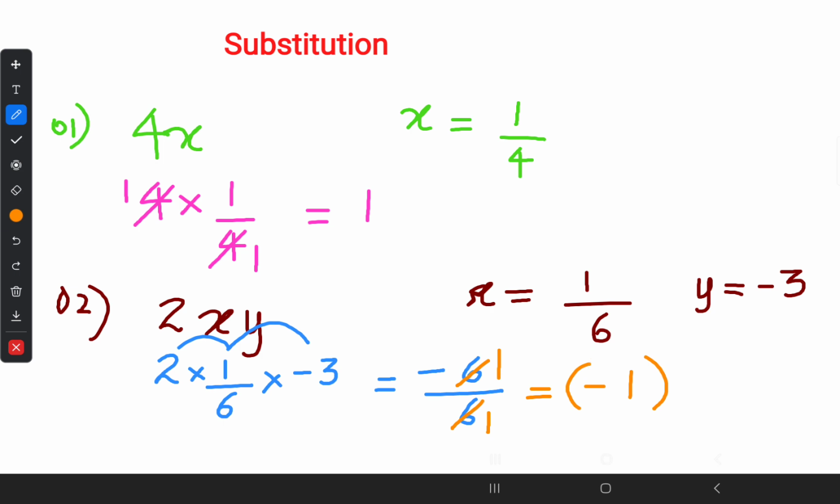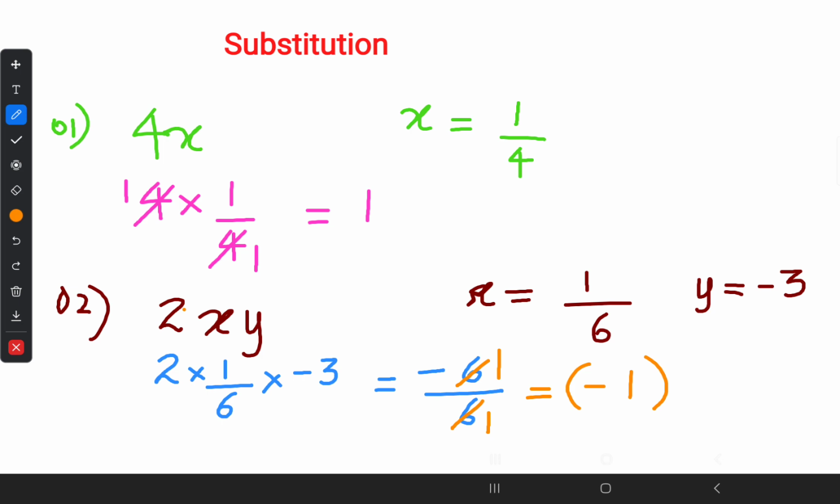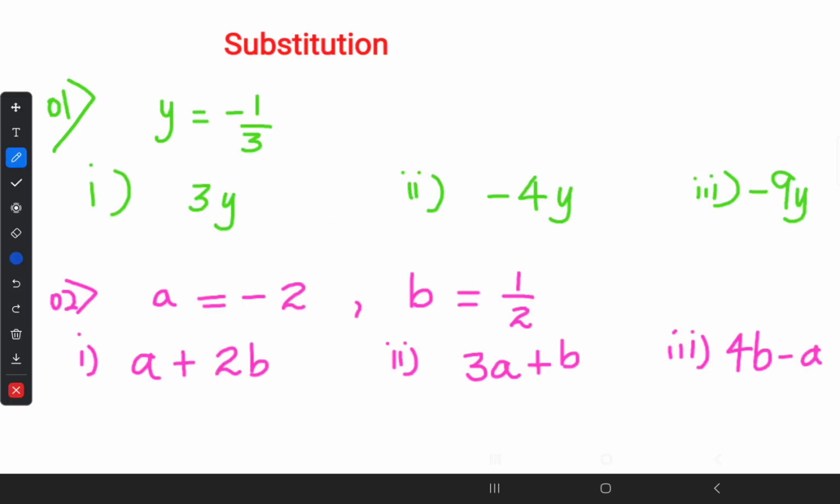I'll repeat again. 2 is the number, x is a fraction, 1 divided by 6, multiplied with y, which is negative 3. After substitution, I multiplied the numerators and denominators. It would be negative 6 divided by 6. 6 divided by 6 is 1. Then there is a negative sign. So this is the substitution you should study in your grade 9.